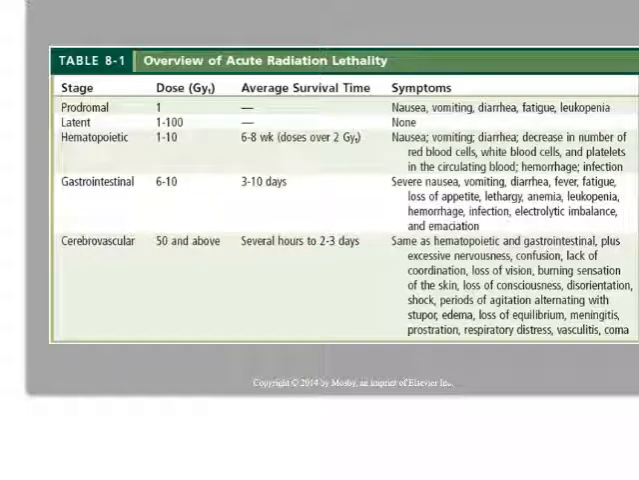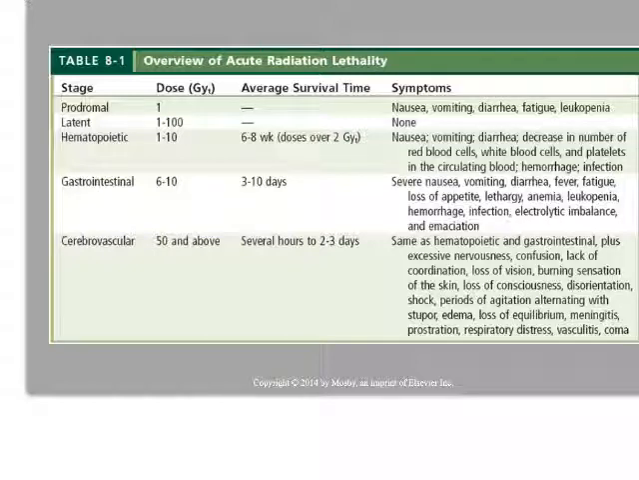GI syndrome, so around 6 gray, and you see there's some overlap between these different syndromes. At 6 gray and above, the average survival time is a matter of days, so 3 to 10 days. During the manifest illness, we'll see severe nausea, vomiting, diarrhea, fever, lethargy, and then generally what kills people off on this is either the electrolytic imbalance or emaciation. What's happened is there's been a complete denuding of all the intestinal cells, and so the intestines have lost their ability to extract nutrients from foods.